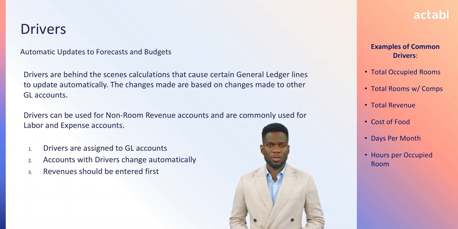An important note on drivers: drivers are different for every company and are often different for every property within said company. Drivers are set up by your company's ProfitSword admin on the Customize Accounts screen and cannot be modified on your forecast and budget screens. Please contact your ProfitSword admin if you would like any changes made to your existing drivers. Some examples of common drivers are total occupied rooms, total revenue, cost of food, and more.